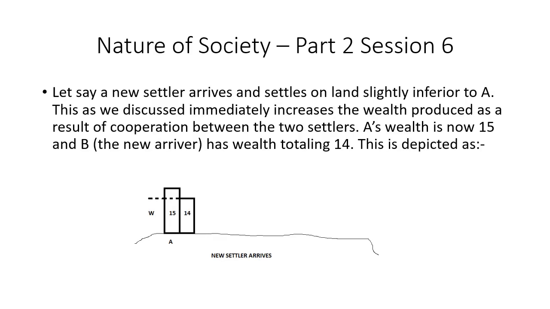Let's say a new settler arrives and settles on land slightly inferior to A. This, as we discussed, immediately increases the wealth produced as a result of cooperation between the two settlers. A's wealth is now 15 and B, the new arrival, has wealth totaling 14. And this is depicted by the diagram here.